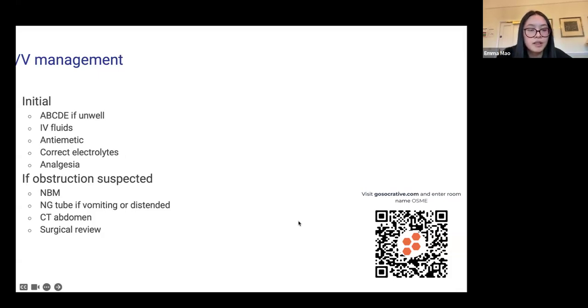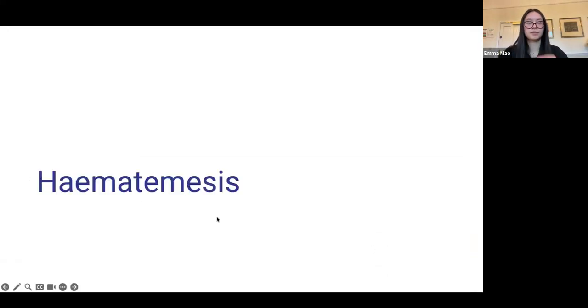Okay, and it is small bowel obstruction because it is bilious. So if it's green, it's past the ampulla of Vater, so it's in the small bowel. So less likely to be gastric outlet. Gastric outlet would be more undigested food. Okay, back to the slides.